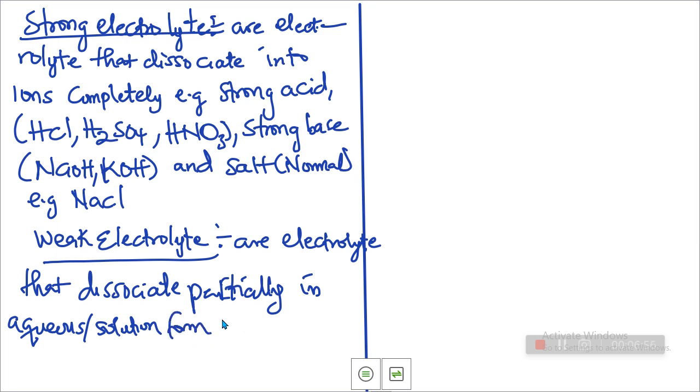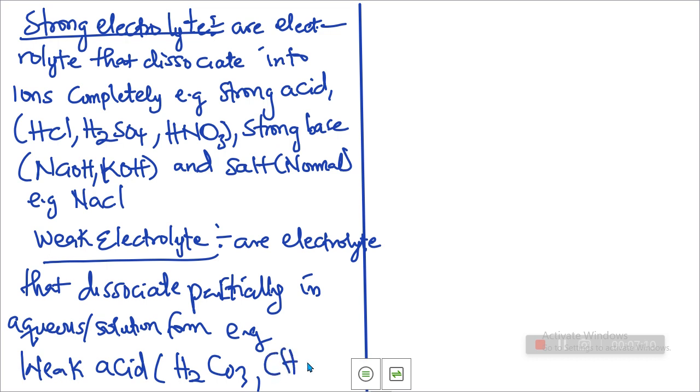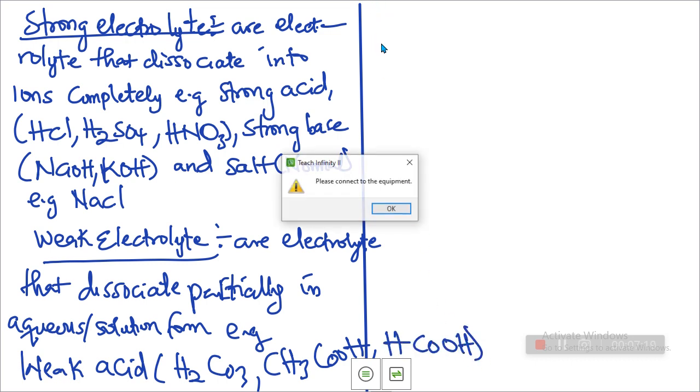So they dissociate partially when electric current passes through them. Don't forget that. So the example is a weak acid. Don't forget. Example of weak acid: H2CO3, ethanoic acid, which is CH3COOH. That's ethanoic acid. We have methanoic acid, HCOOH. That's methanoic acid.